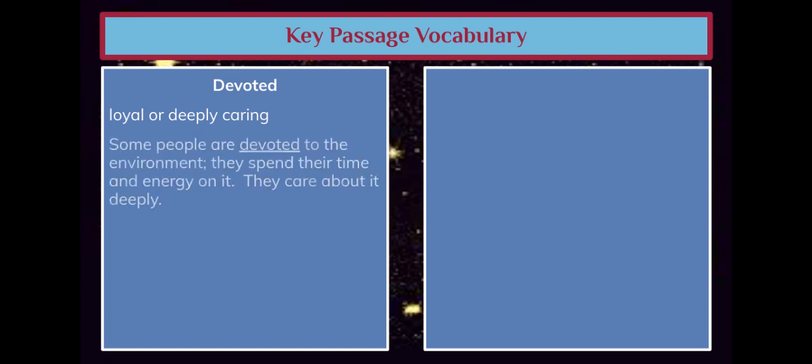Let's read the next word together. Devoted. Devoted means loyal or deeply caring. How do we describe people or animals that are loyal? Some people are devoted to the environment. They spend their time and energy on it. They care about it deeply.